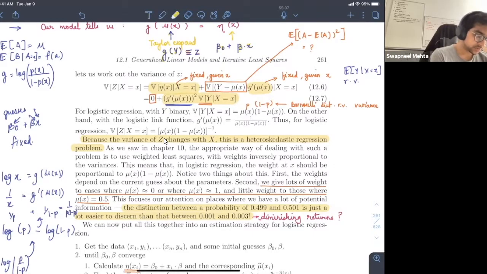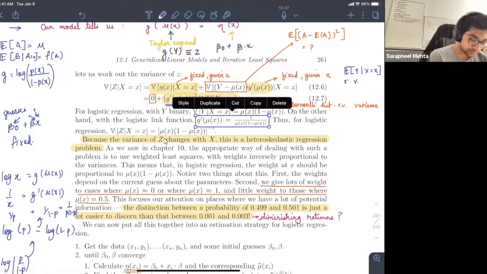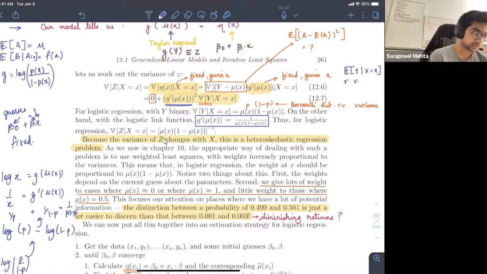Yeah, the derivative of your link function will be 1 by mu x times 1 minus mu x. And so the variance of z given x is the square of this times the variance of y. And we have both of these things for logistic regression, which gives us this final variance of mu x times 1 minus mu x, inverse. Inverse is important, remember that.